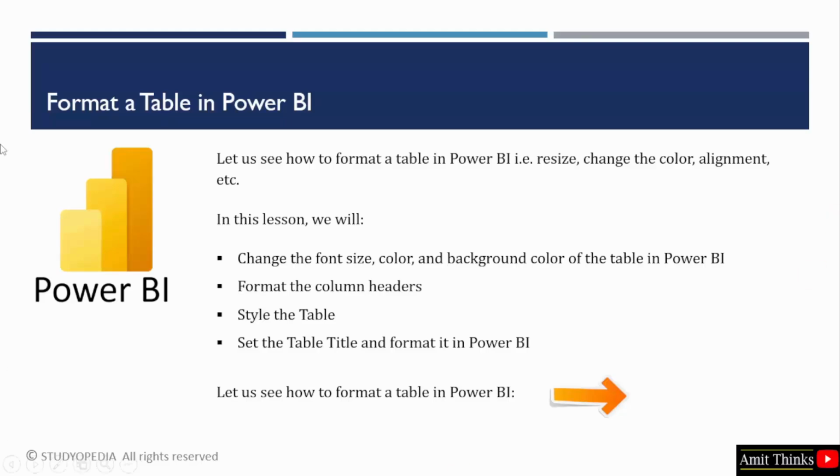So in this lesson, we will change the font size, color and background color. Color means the text color. We will also format the column headers. We will style the table and also set the table title easily with Power BI. Let us see.